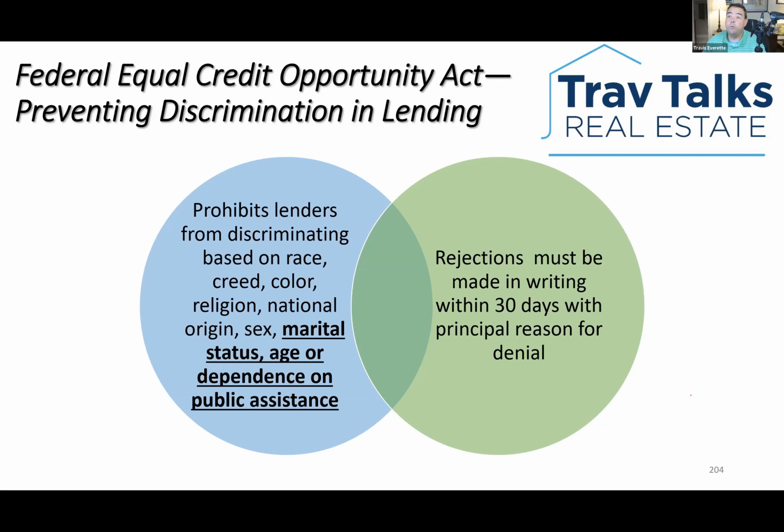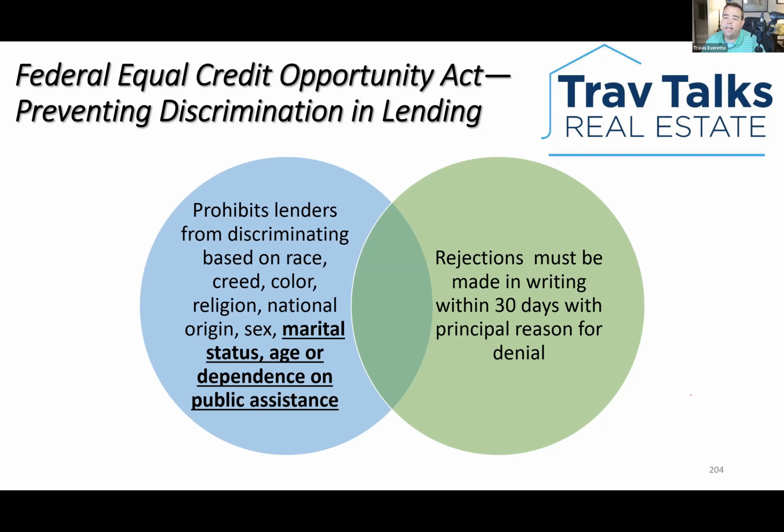So, quick question. Would it be a violation of the Federal Fair Housing Act to refuse to give somebody a loan based on their religion? No. Would it be a violation of the Equal Credit Opportunity Act to refuse to give someone a loan based on their religion? Yes. Do you see the difference? When you read those questions, you have to really compartmentalize. You have to say, okay, they're asking about this loan, but it's this situation.